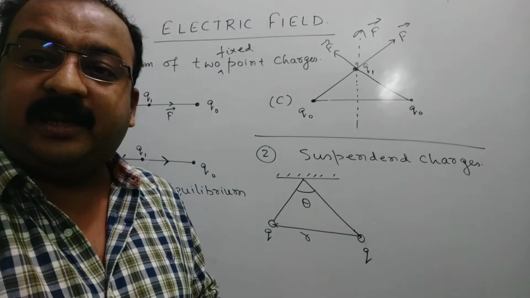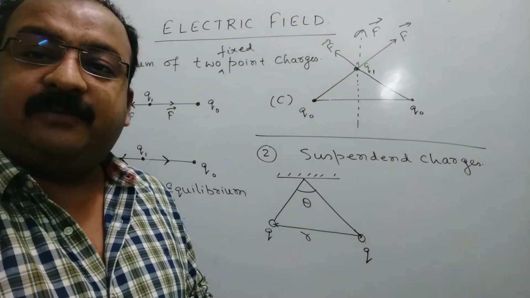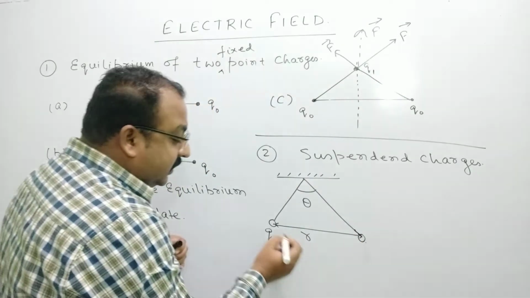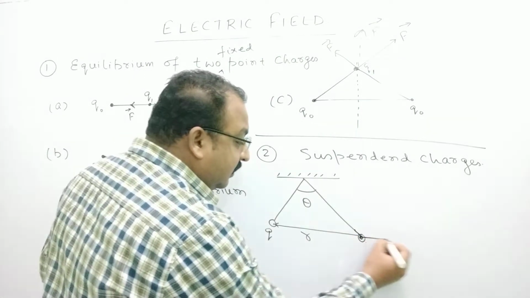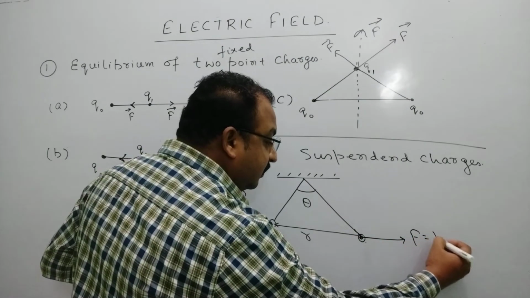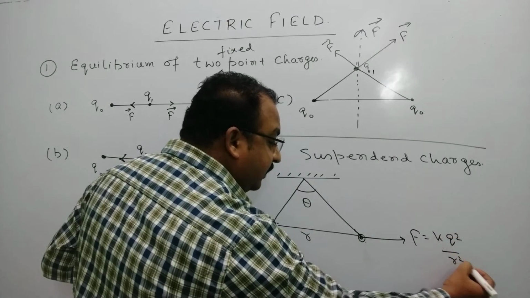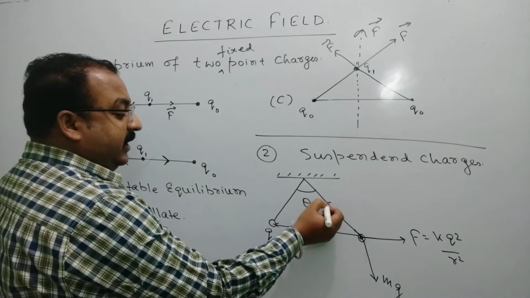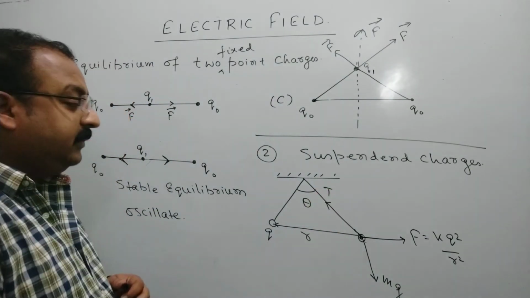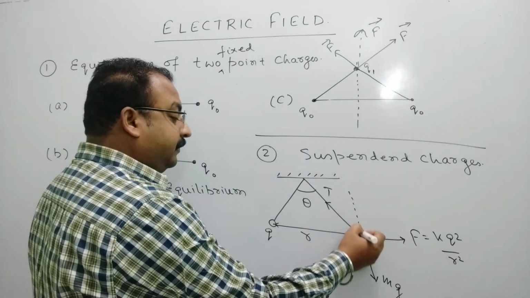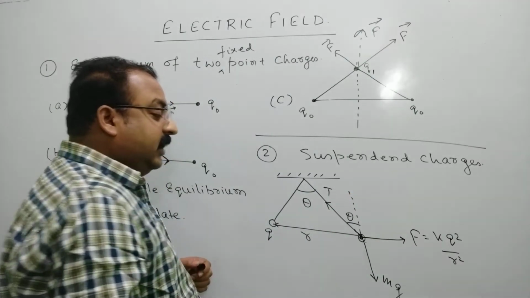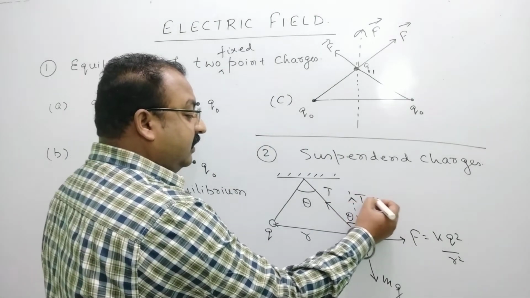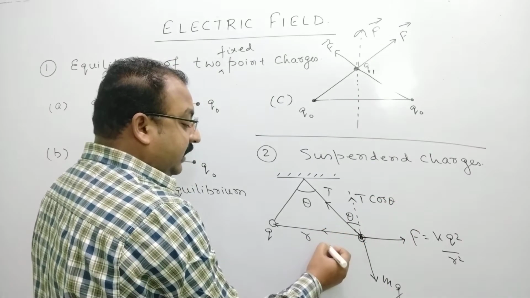So in the condition of equilibrium, what happens? You see the forces acting over here. First of all, the repulsive force away from the charge, that is q square by r square. The weight of the bob, mg, downwards, and the tension in the string is T. Now you can see this angle is theta, so we can resolve the tension into its components. Obviously, this is T cos theta and this one is T sin theta.